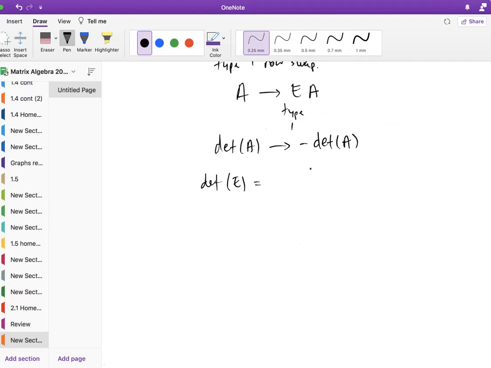So let's do an example. Let's do a 3x3. Let's say E is the 3x3, and can someone give me a random row swap? Cool. 1, 0, 0, 0, 0, 1, and 0, 1, 0. Okay, what is that row swap? Row 2 to row 3.